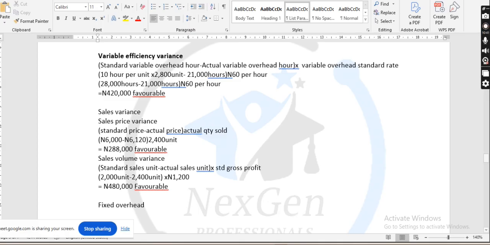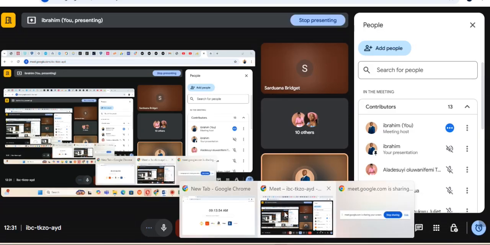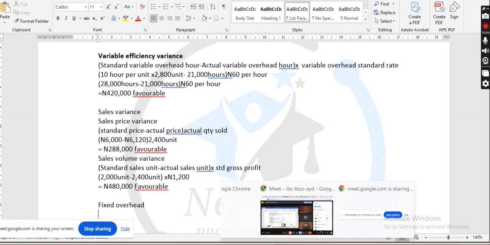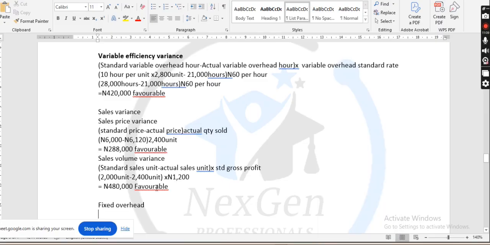Who is that? Yes, Bridget. How will you determine contribution? No, the standard will be given to you in the question. They will tell you that this is the standard cost card for this. So you will be the one to arrange it. Bring out your sales from your standard, remove your variable costs, and you have your contribution. Okay, sir. Thank you.